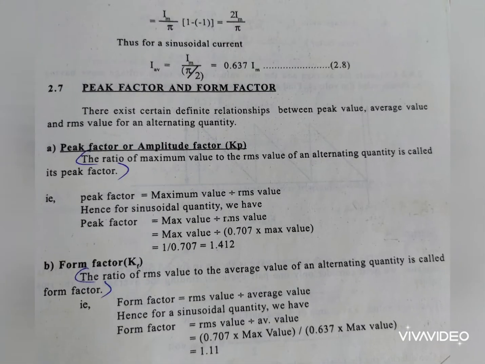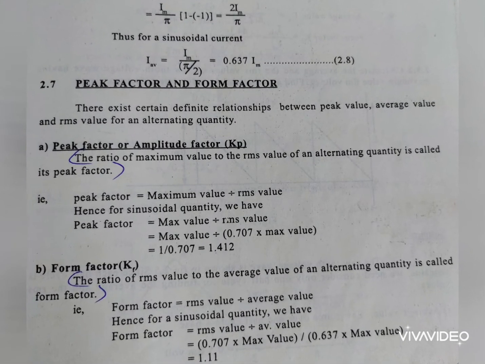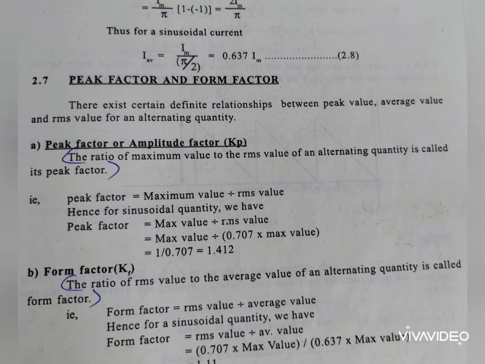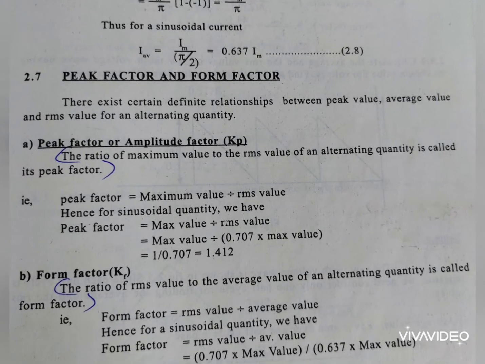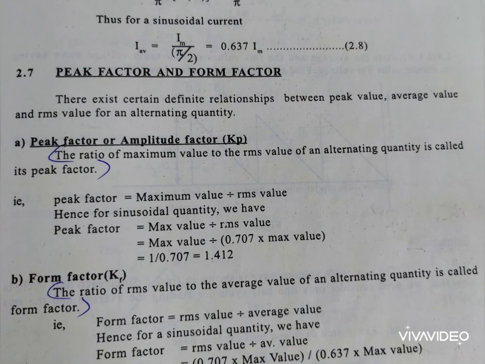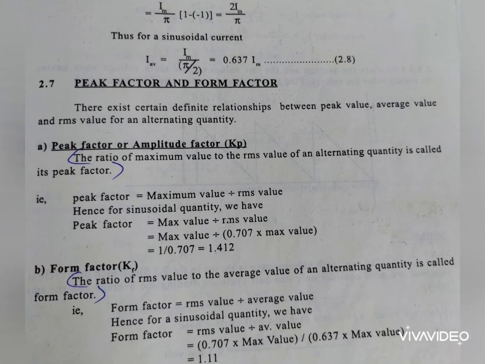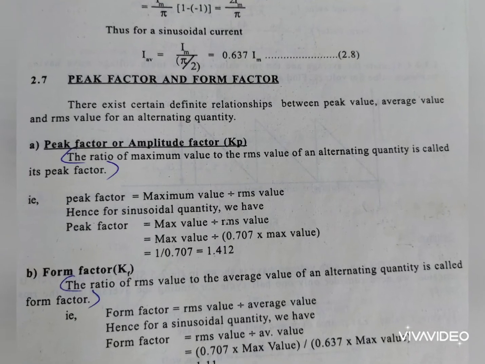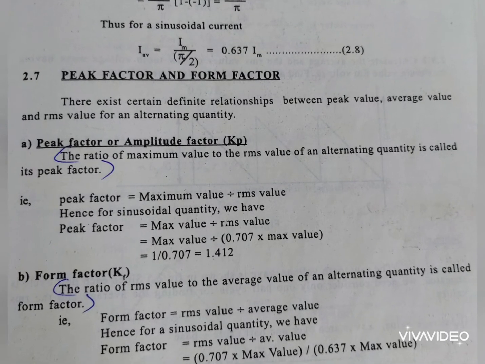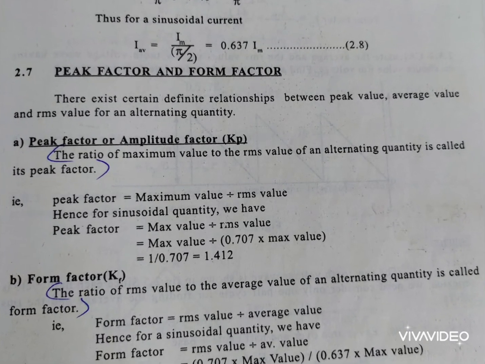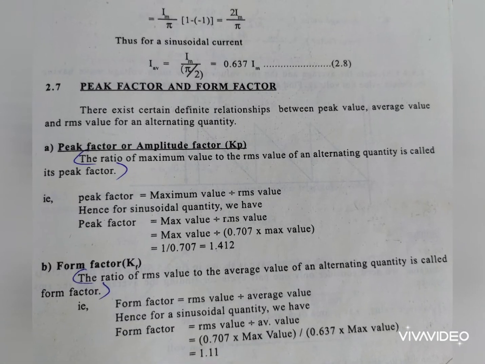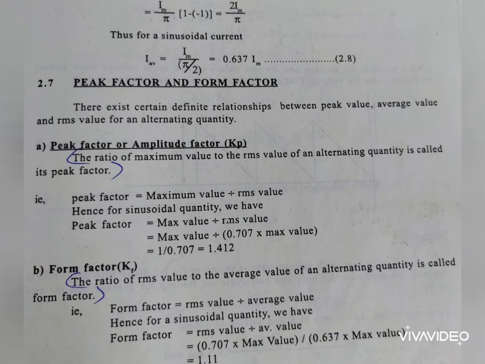Then form factor. What is form factor? The ratio of RMS value to the average value of an alternating current is called form factor. So form factor is equal to RMS value divided by average value. So RMS value is 0.707 Im divided by 0.637 Im. Im will get cancelled and the value is 1.11.